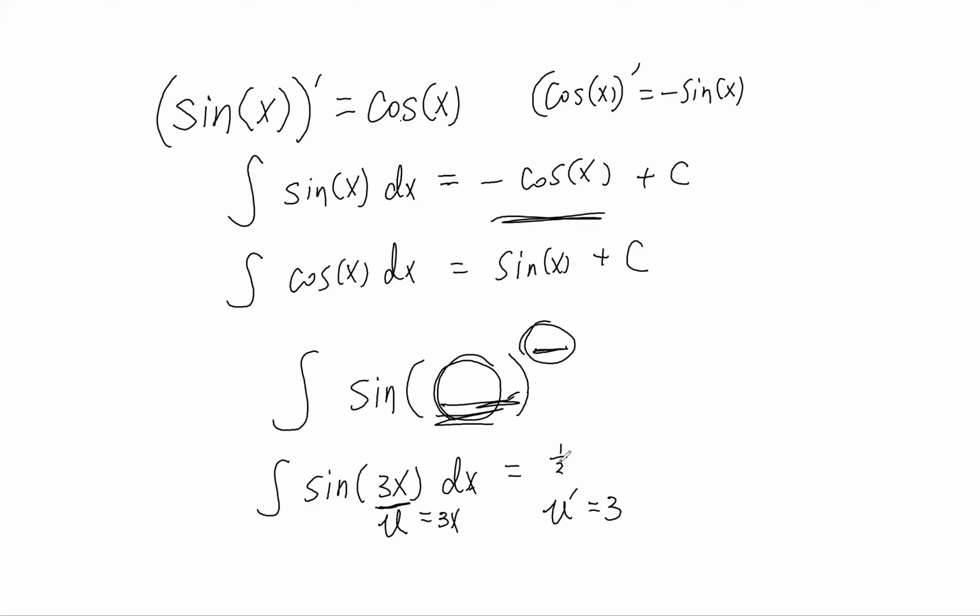So we create a 3 by ourselves. That's going to be 1/3, 3 sine 3x. Now I prepare the 3 to combine with my function here. Now it's done. That's going to be 1/3, follow the original, negative cosine 3x plus c. That's it. Any questions?